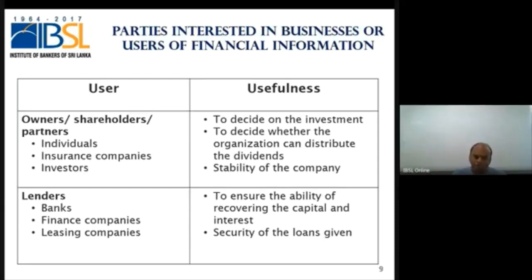So all this information is available in financial information that is provided by a company. Either they publish it or they have their own annual reports. This information is available, and using this information only, a lender will decide whether to make the decision for the lending or not. So the second type of user will be the lender.